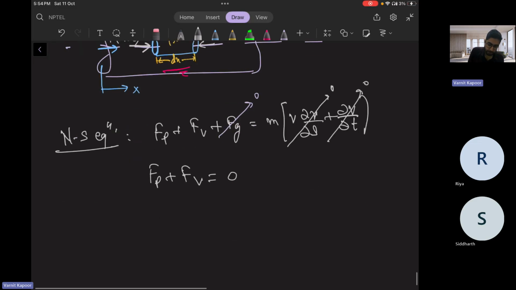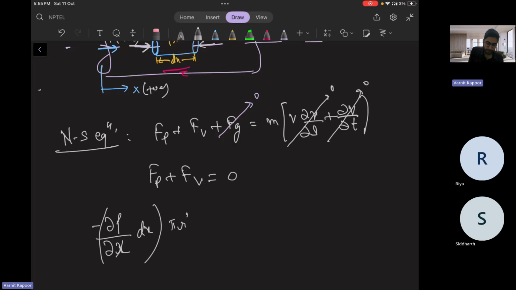What is pressure force? It is the change in the pressure, that is minus dou P by dou R. We assume that this direction is positive. Okay, this direction, dou P by dou X dx into pi r square. And what is shear stress? That is also acting in the opposite direction, tau into what is the area? 2 pi r circumference into dx, because it's acting over the whole length. 2 pi r into dx is equal to 0.